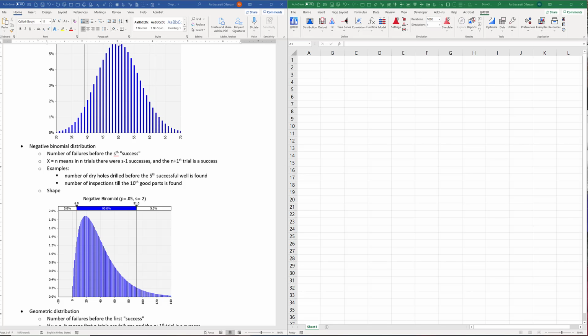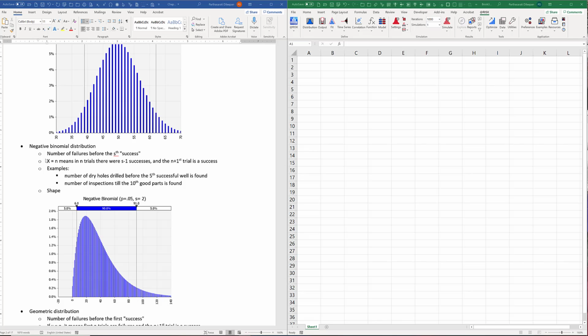Okay, now we're going to look at a couple of distributions closely related to binomial, and the first one is called negative binomial. Instead of looking at a fixed number of trials and then counting the number of successes within those n trials, we fix the number of successes we want to find and then see how many trials it takes to get to that success.